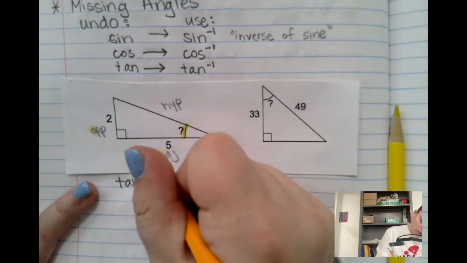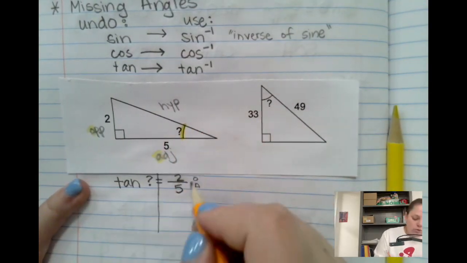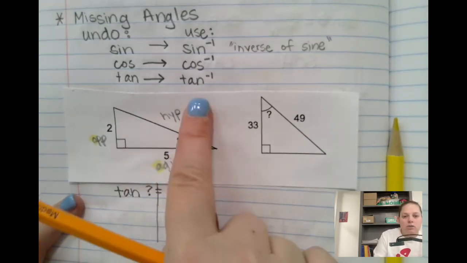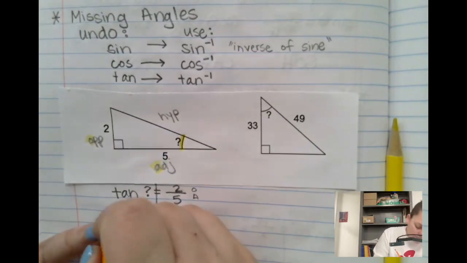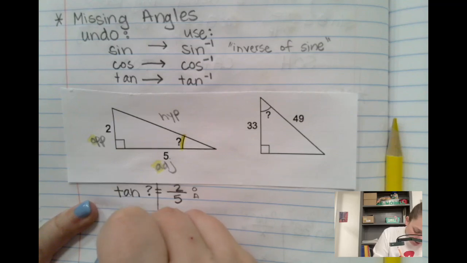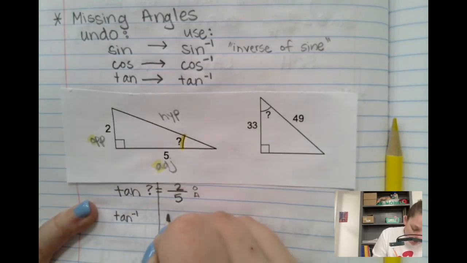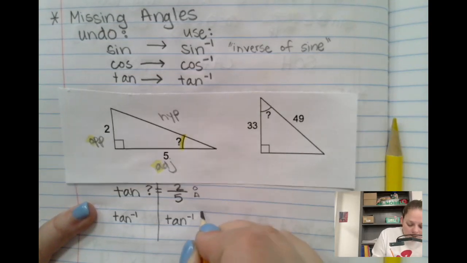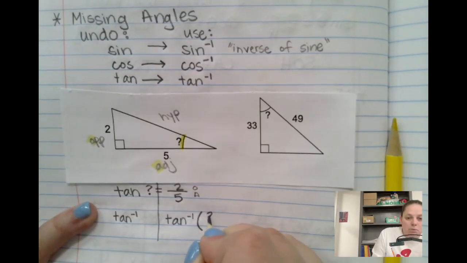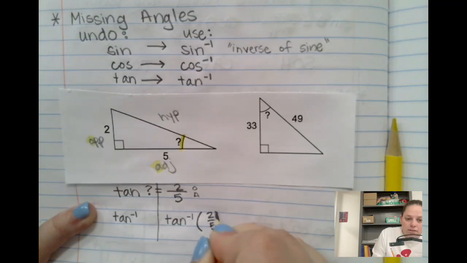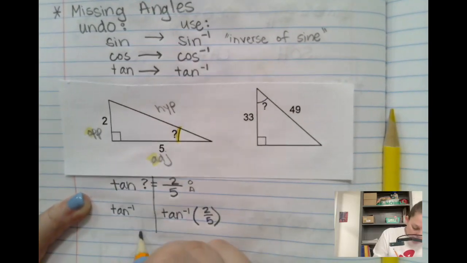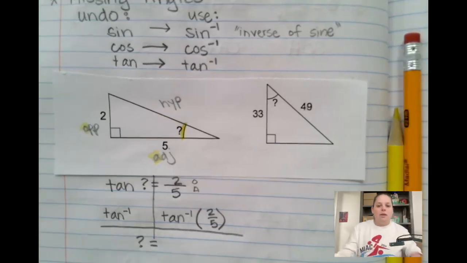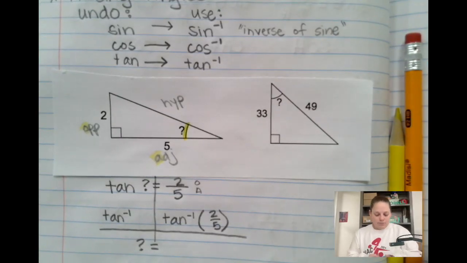Now we would normally solve this, and to undo something, we have to do it to both sides. So to undo tangent, we have to do the inverse of tangent. So I'm going to do tangent inverse. If I do it on one side, I have to do it on the other side. Now when I do it on this side, it's actually going to pop up with parentheses, and I'm going to put 2/5 inside. So that's going to tell me my question mark equals, and that's when I use my calculator.